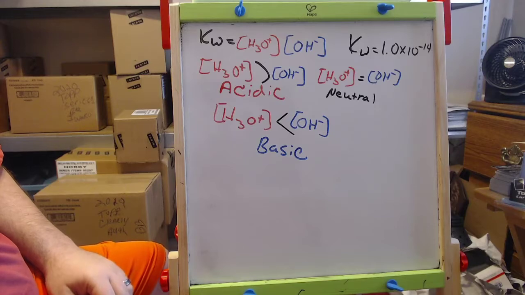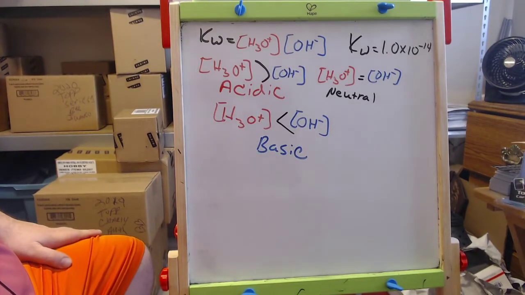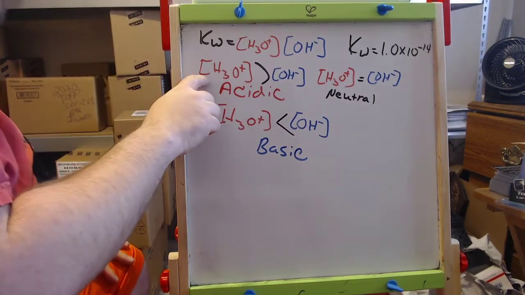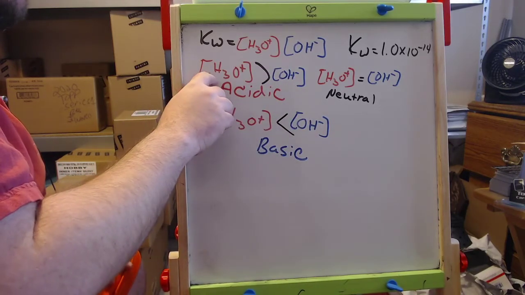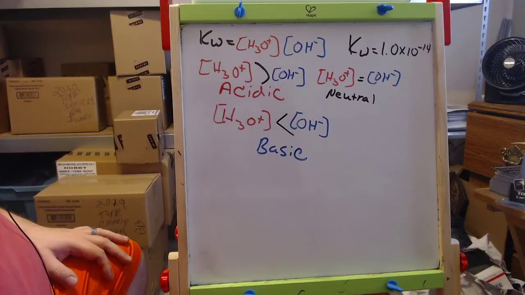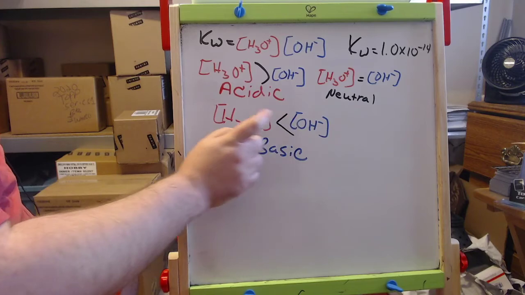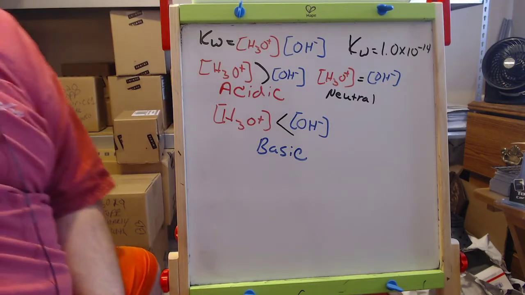So if I were given values and said something like H3O plus is 1.0 times 10 to the negative second, and OH minus is 1.0 times 10 to the negative 12th, am I a basic, an acidic, or a neutral solution? If this is 1.0 times 10 to the minus second, and this is 1.0 times 10 to the minus 12th, this is greater than this, so I'd be acidic. If it was the reverse, then I would be a basic solution.